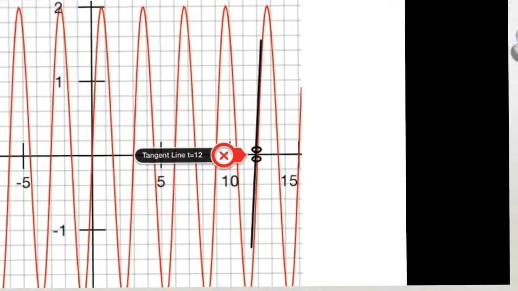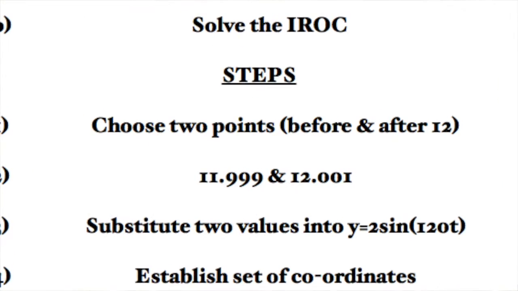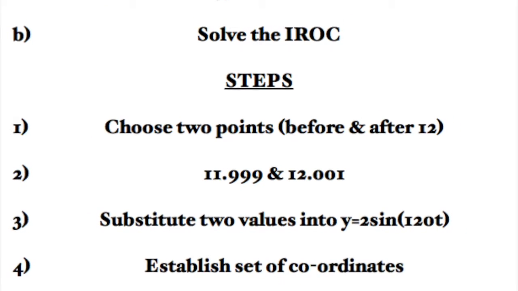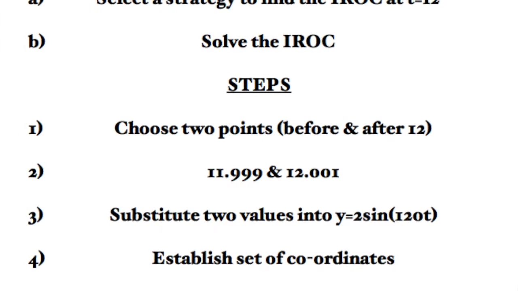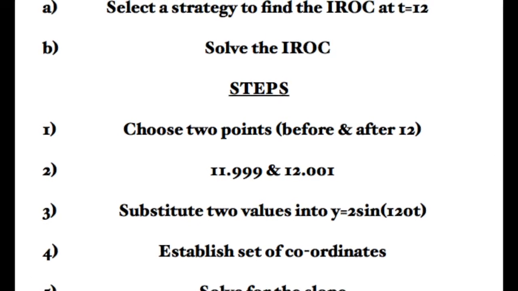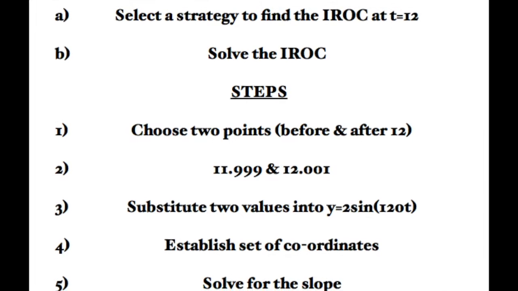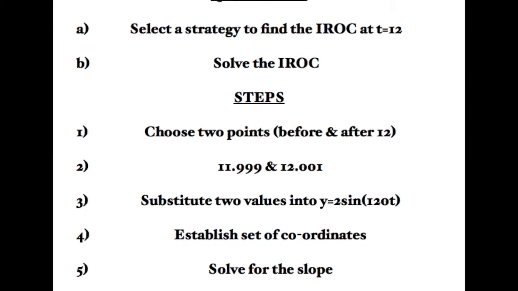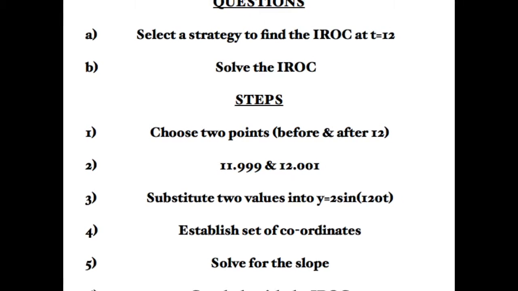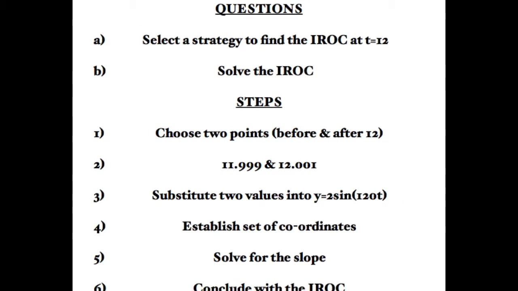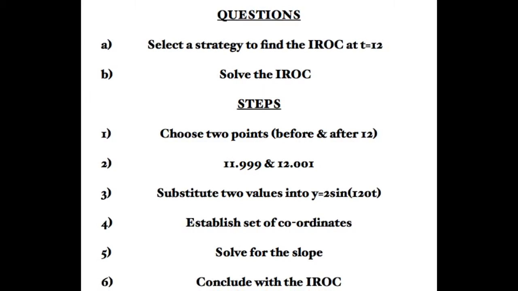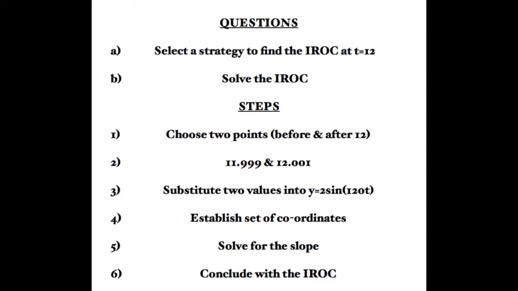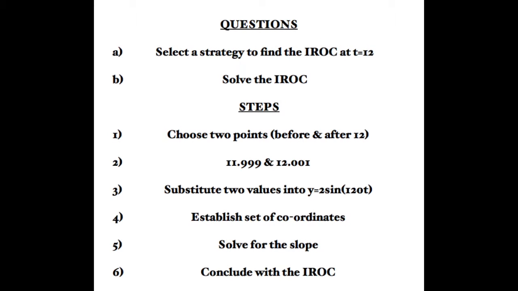Our third step is substituting those 2 values into the equation of y equals 2 sine 120t. This will result in the y value of our new coordinates. With these new set of coordinates, we're able to solve by substituting them into our slope equation, which will result in our instantaneous rate of change. To conclude part A of our question, outlined is our strategy with very detailed and informative steps. Let's move on to part B of our question.